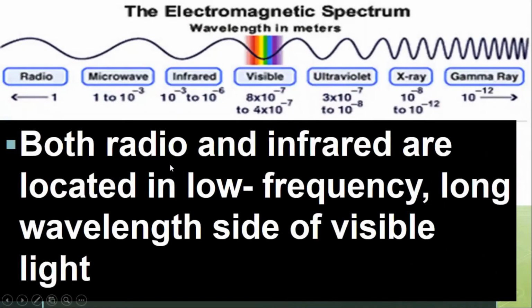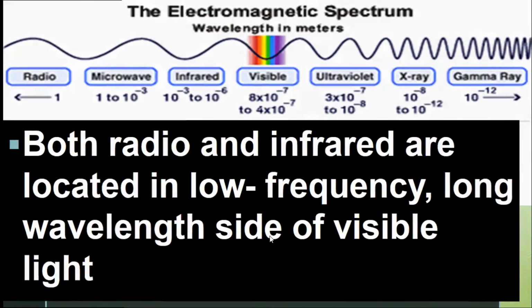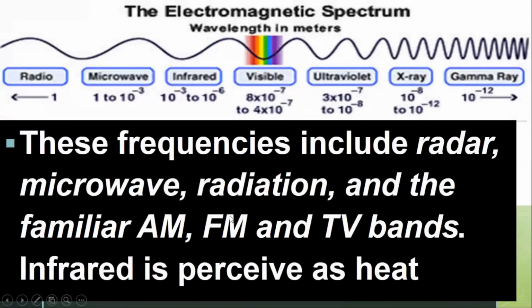Both radio and infrared are located in the low frequency, long wavelength side of visible light, like what I told you. These frequencies include the radar, microwave radiation, and the familiar AM, FM, and TV bands. Infrared is perceived as heat.